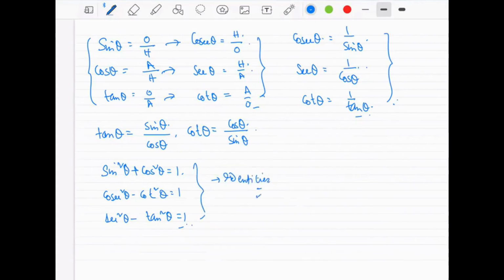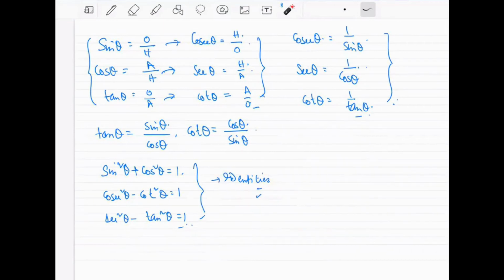Why are they called identities? Because these formulas remain true. This relation remains true whenever you put the value of theta as any angle. If you put 30 degrees here, the formula will be true. If you put 90 here, the formula will be true. Whatever angle you put there, these three formulas will remain true. That's why they are called identities.